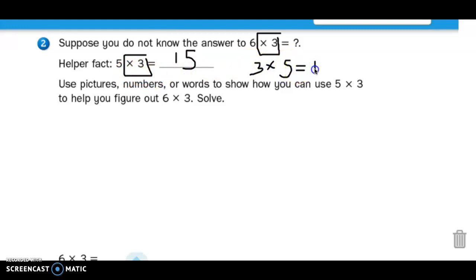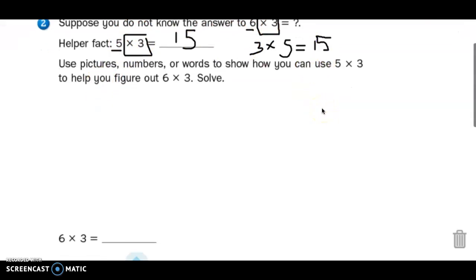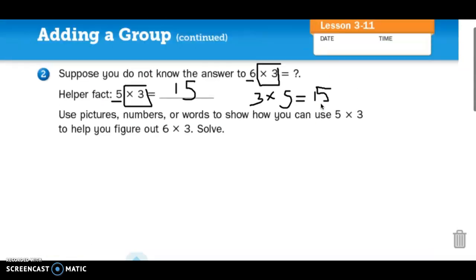We talked about that yesterday. That's the turnaround rule. So it's either like I'm saying I'm counting 3 5 times, or I'm counting 5 3 times. Same thing. So if I know that 5 times 3 is 15, this means I need to add 3 one more time, because 6 is 1 more than 5. Use pictures, numbers, or words to show how you can use 5 times 3 to figure out 6 times 3.